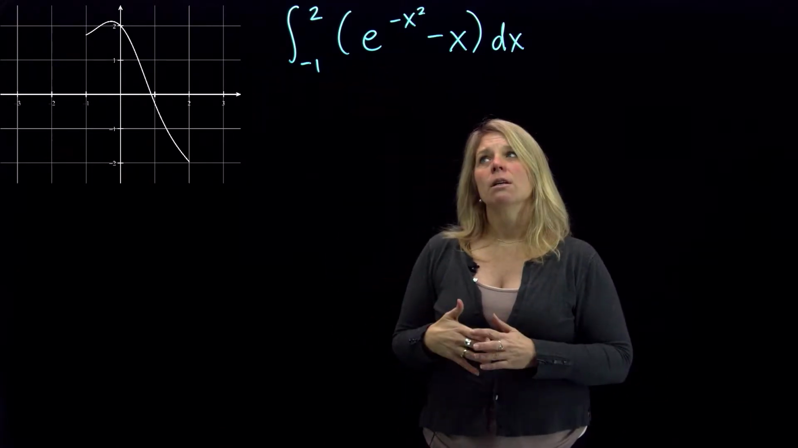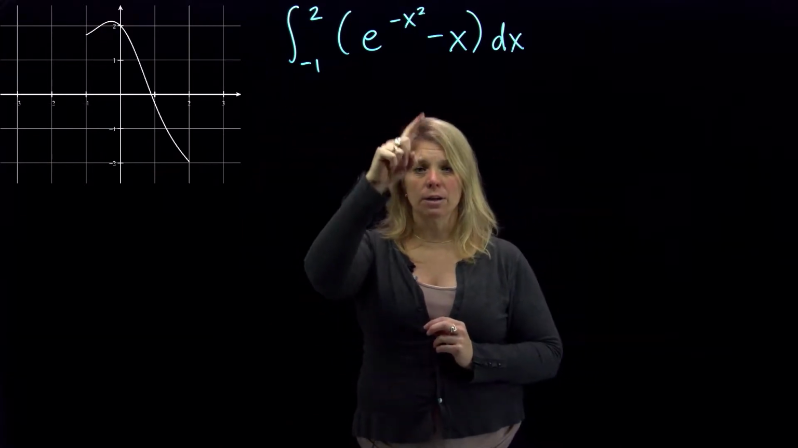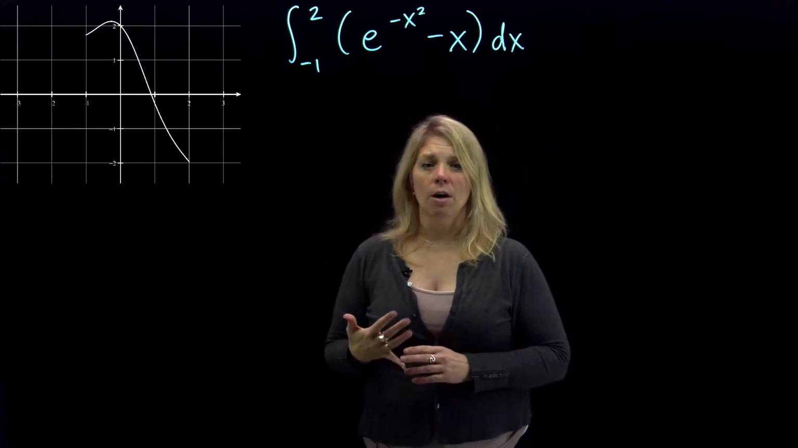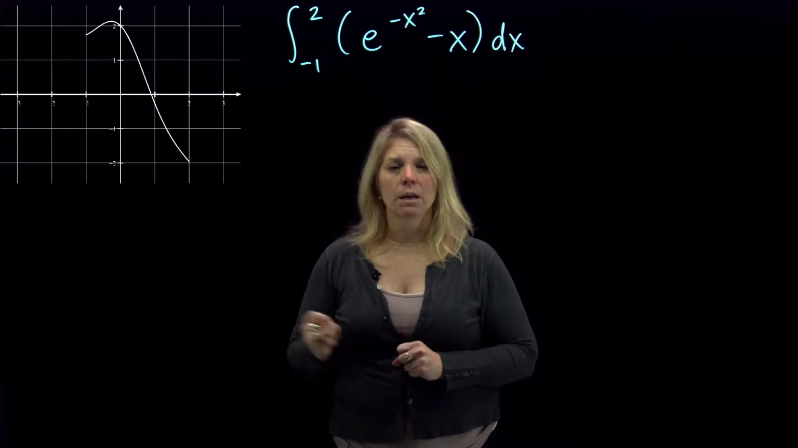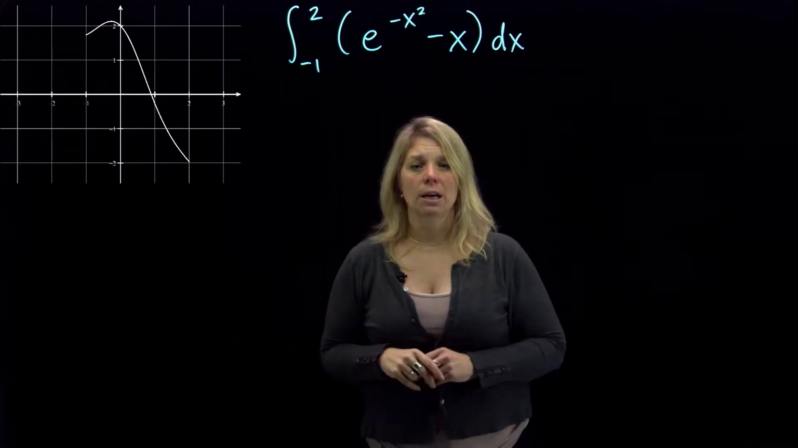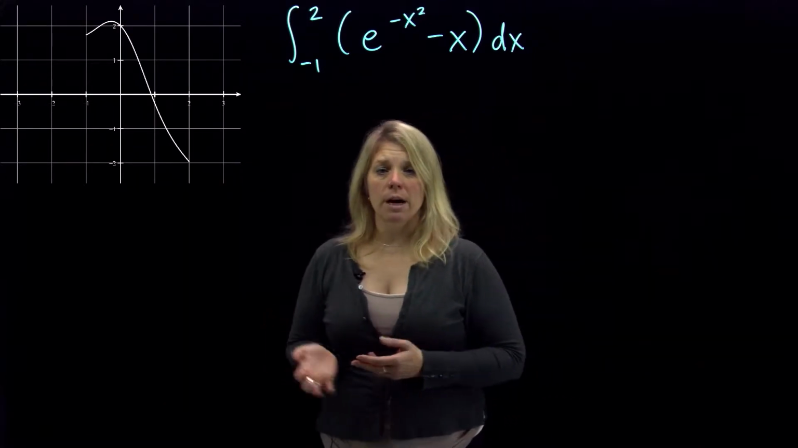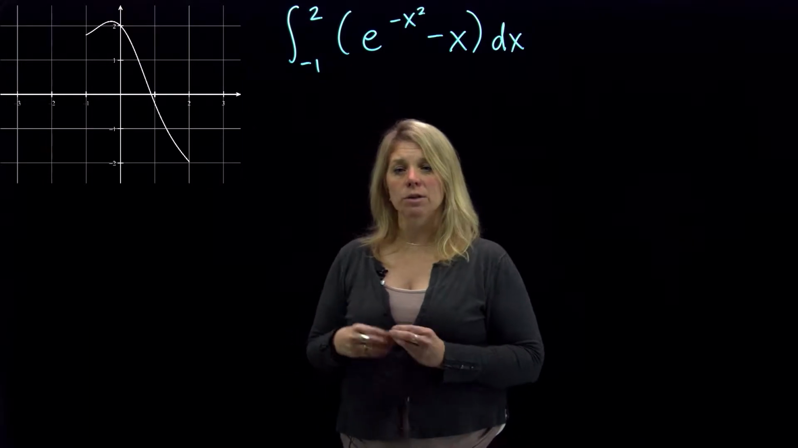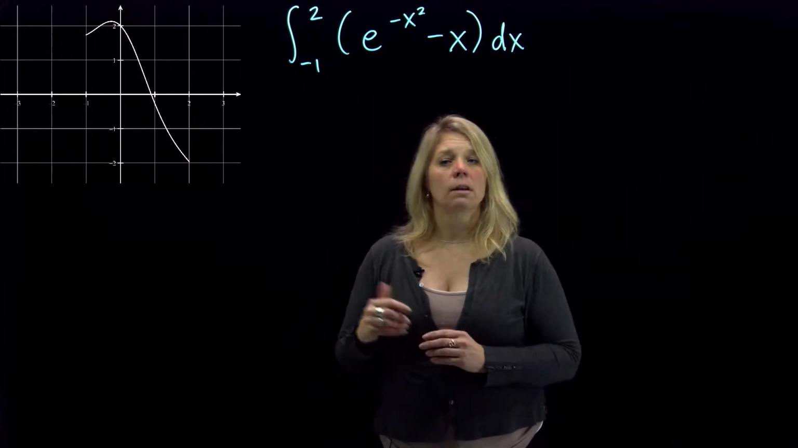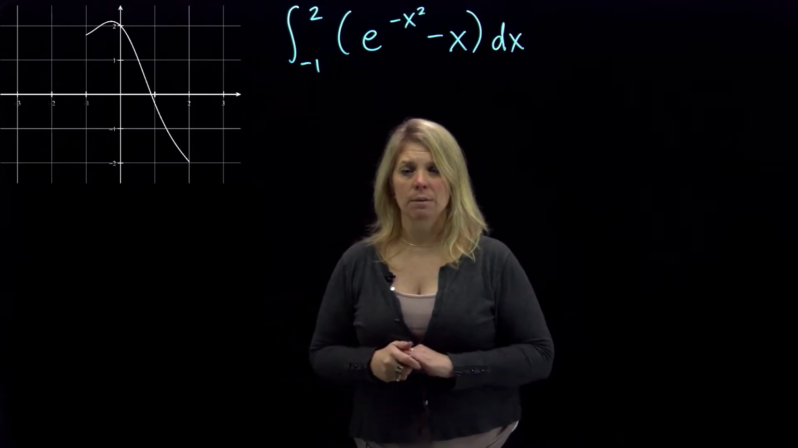What we're going to talk about is how you might still be able to get an answer for this problem, even though you can't use basic geometry and you can't use the fundamental theorem of calculus, because we can't write down an antiderivative of this function. So we're going to use some numerical approximation methods, and we're going to start with using rectangles, like we did at the very beginning when we used Riemann sums, and then we'll talk about using some other shapes as well.